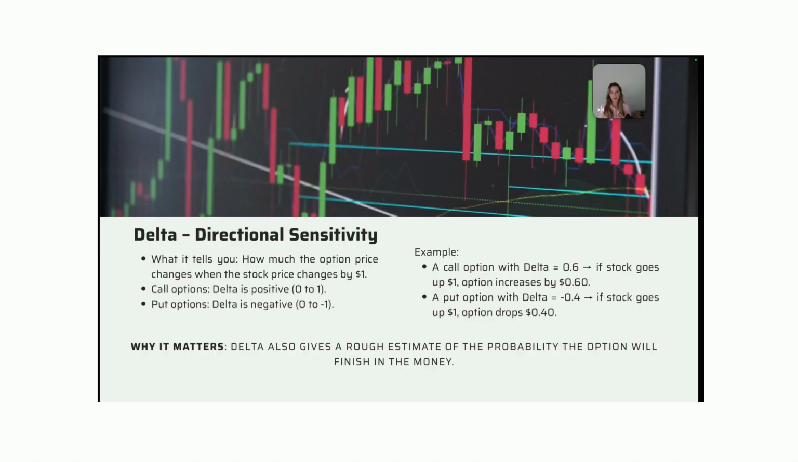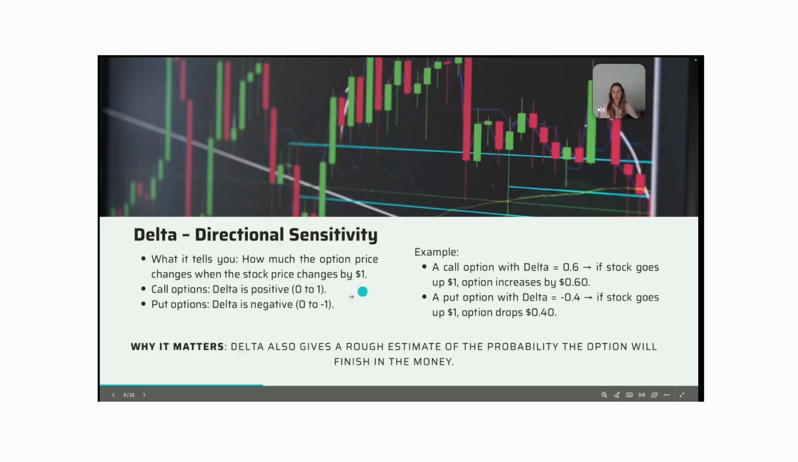For an example, because that's the best way to actually understand how these work, let's say you have a call option with a delta of 0.6. If the stock you're trading goes up by $1, that means the option contract that you currently hold will increase by 60 cents, or $60. A put option with a delta of negative 0.4, if the stock goes up $1, your option contract will decrease by 40 cents, or $40. So why does this matter?